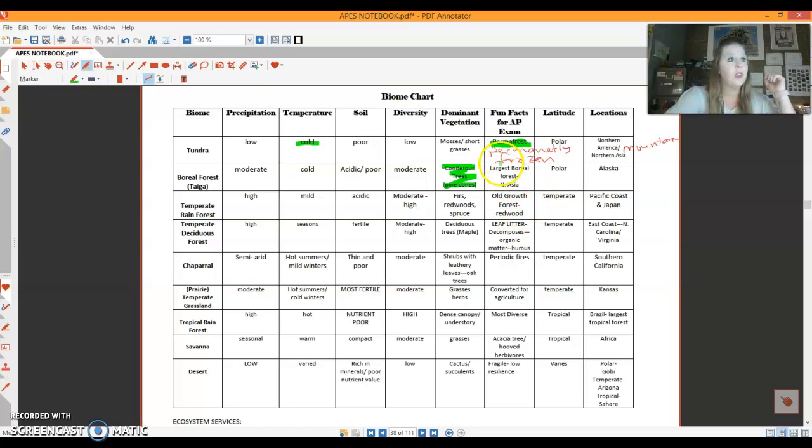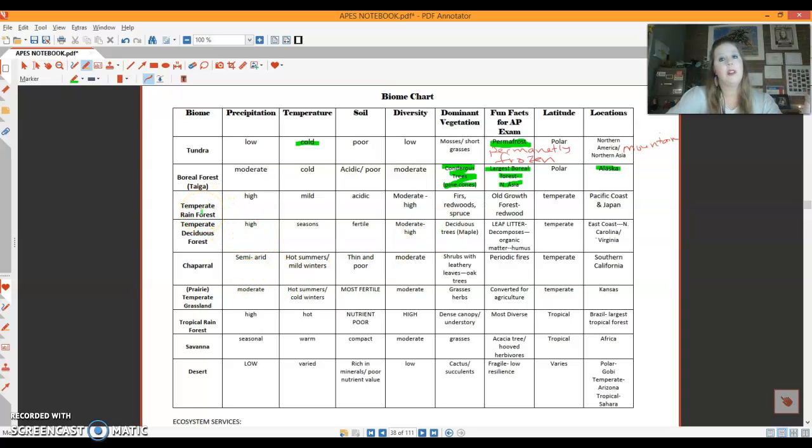Okay. The fact that you need to know, the largest boreal forest is in North Asia. Okay. North Asia, extremely cold. All right. In the United States, do we have a boreal forest? Yes, we do. Ours is in Alaska. Okay. All right, moving on to the temperate rainforest.